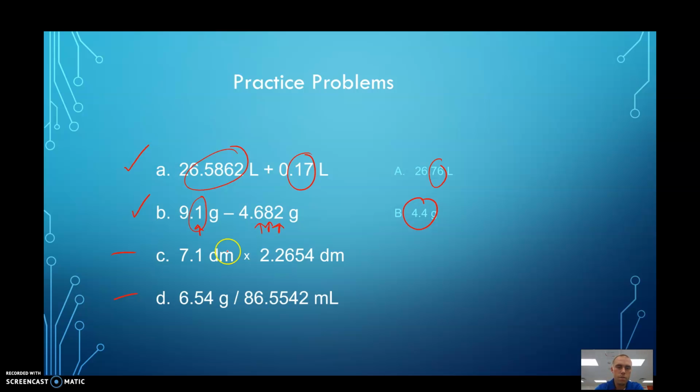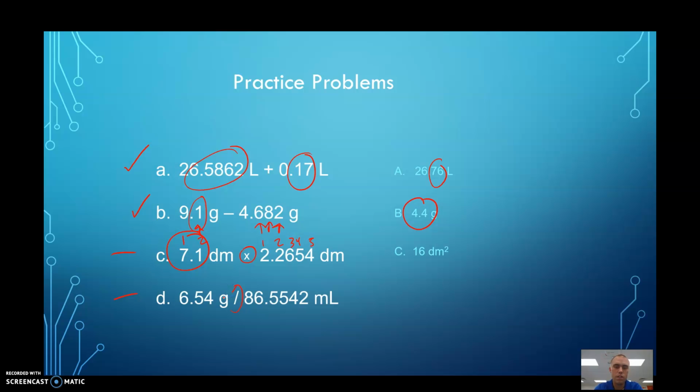Okay. Here I've got multiplication. So I'm looking at sig figs, not necessarily decimals. All right, so here's 1, 2 sig figs. Here's 1, 2, 3, 4, 5. I'm going to keep the least amount. So I take 7.1 times 2.2654, take my answer, round it to the least number of sig figs, so 2. And so now I have 16 decimeters squared.